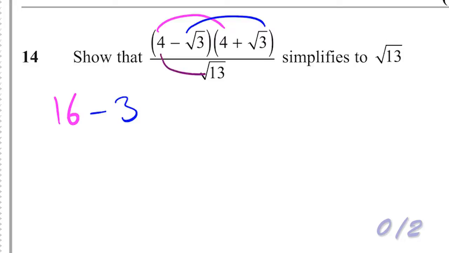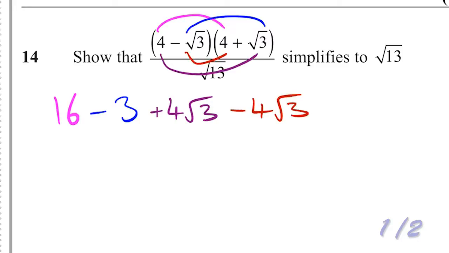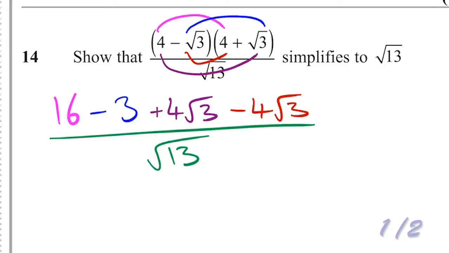We've got 4 times plus root 3, that gives you 4 lots of root 3. And we've got minus root 3 times 4, so we've got 4 lots of minus root 3, giving you minus 4 root 3. Now the plus 4 root 3 and the minus 4 root 3 are going to cancel out. So we've just got 16 minus 3 on the top, 13, divided by root 13.